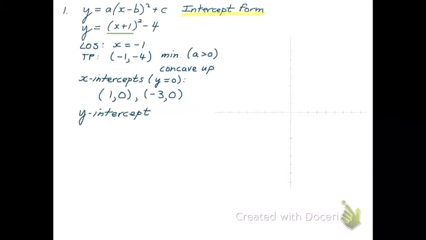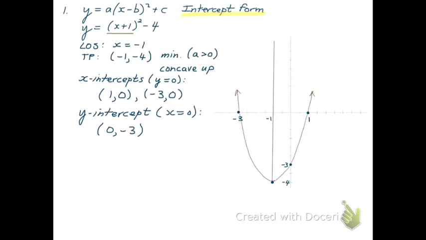To find the y-intercept, we're going to let x equal 0. So putting x equals 0 into the equation, 0 plus 1 is 1, 1 squared is 1, 1 minus 4 gives -3. Okay, so we've got enough information now to plot the graph. The line of symmetry is x equals -1. The turning point on that line is -4. Our x-intercepts are -3 and 1. The y-intercept is -3, and now we can sketch the graph.